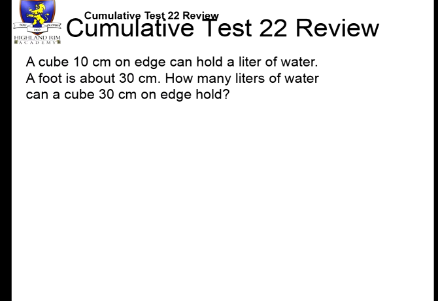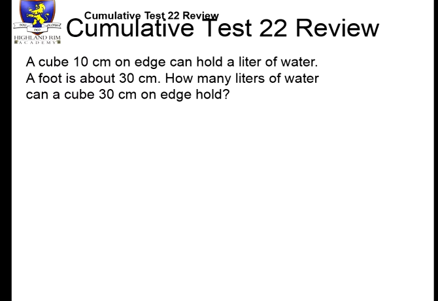Okay, our next problem is a 10 centimeter cube on edge can hold a liter of water. So basically it's 10 by 10 by 10, so that's 1000 cubic centimeters. 1000 cubic centimeters is 1 liter of water. Okay, that's also 1 kilogram. So then it says how many liters of water can a cube of 30 centimeters on each edge hold? Okay, now this one's really easy if we just go by the scale factor.